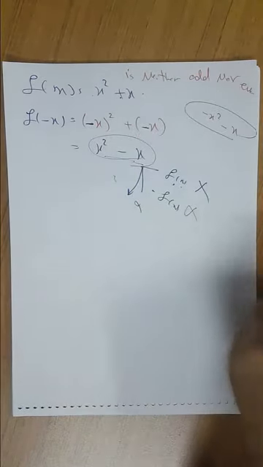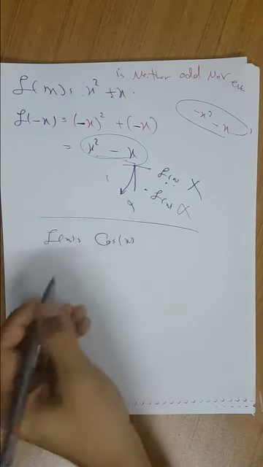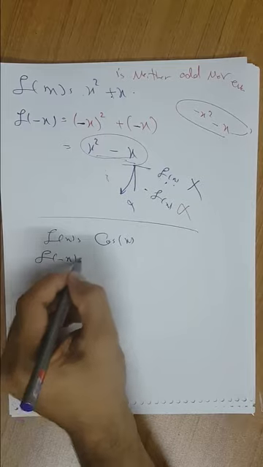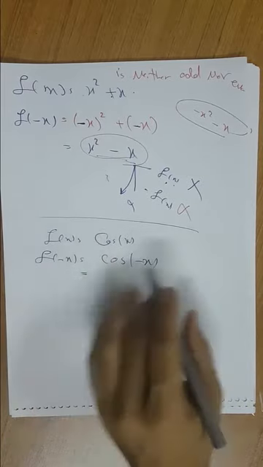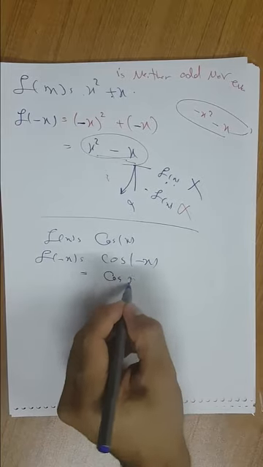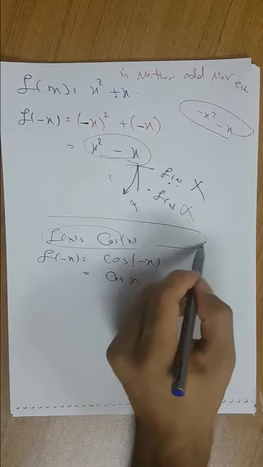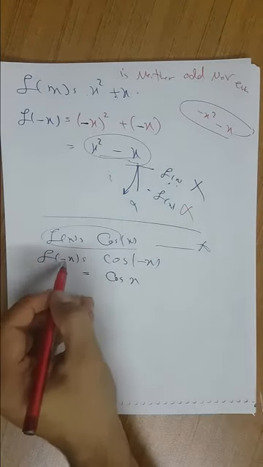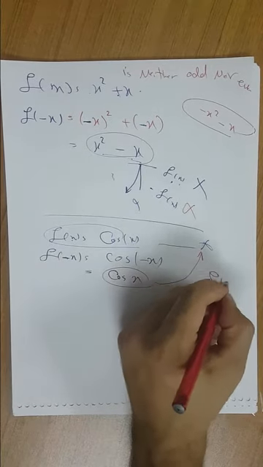That's all. For example, f of x is equal to cosine of x. If I put negative, I get cosine of negative x, and cosine never lets the negative stay, so we change it back to this. This is my original function. After giving the negative value, I got the same, so this is even.